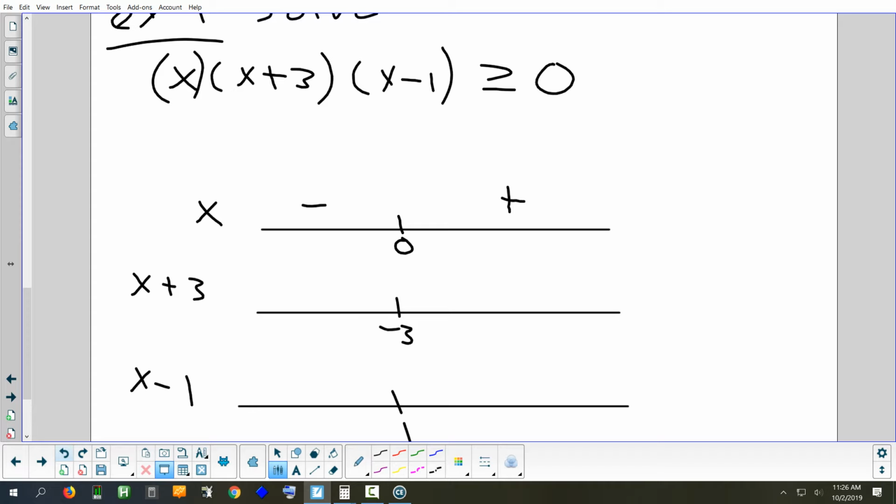Emily, plug in a number smaller than negative 3. What would you get right here? Bigger than negative 3? Positive. And same idea here. Pick a number smaller than 1. Pick 0. Plug it in. You'll get a negative. Bigger than 1, you get a positive.